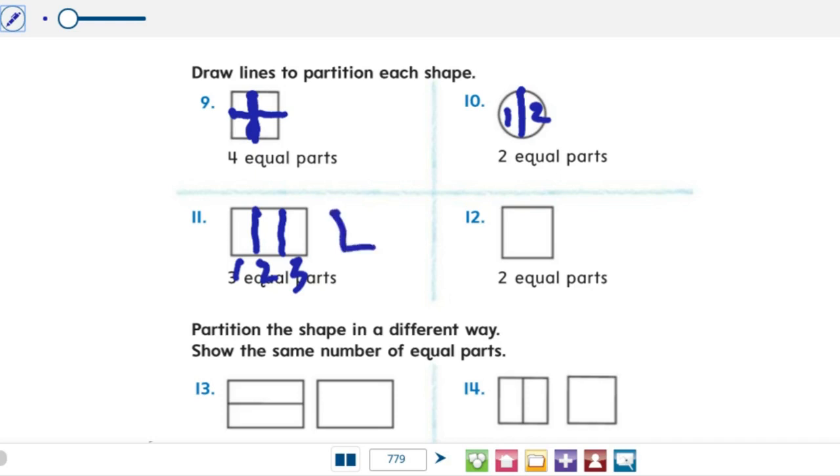Now remember, we could not do something like this, right? Because these 2 are smaller than the large one over here. Nope, we need them to be equal. We need all of them to be equal, so we don't want that. We want 3 equal parts.